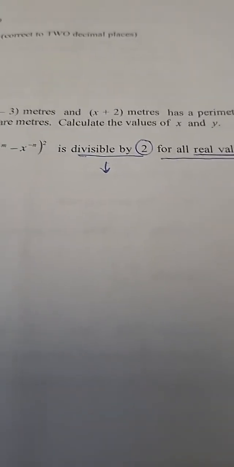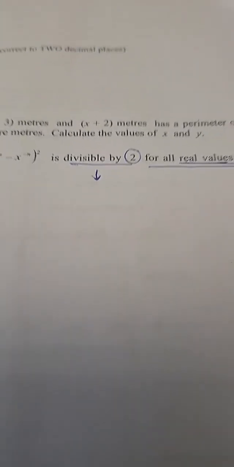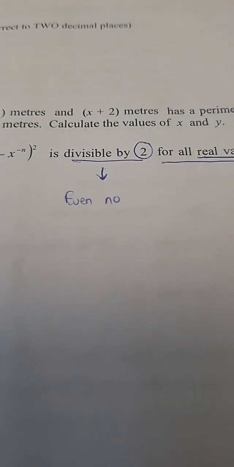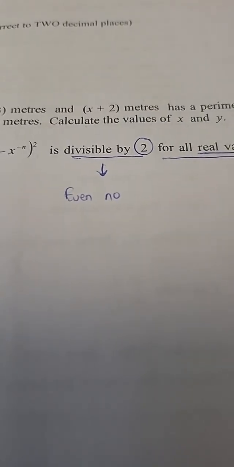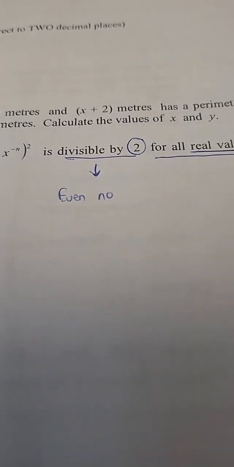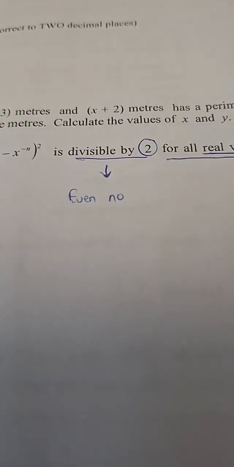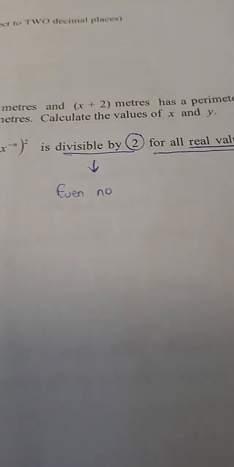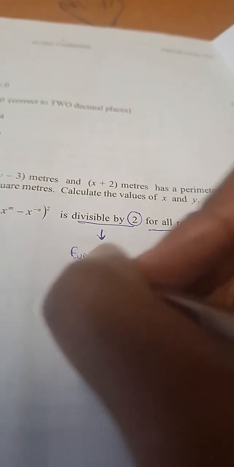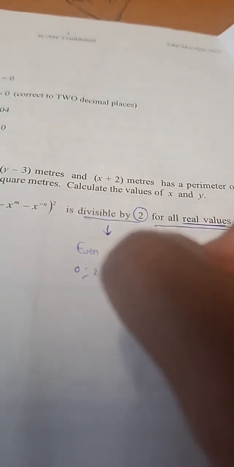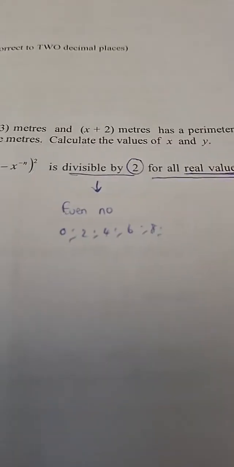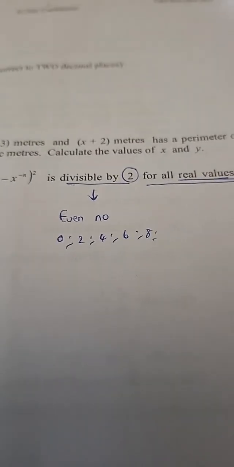When we say something is divisible by 2, it means this, guys. It means that particular thing is an even number. Even numbers are numbers by nature that are divisible by 2. I repeat, even numbers are numbers that are divisible by 2. What are our even numbers? 0, 2, 4, 6, 8. Those are what we call even numbers.